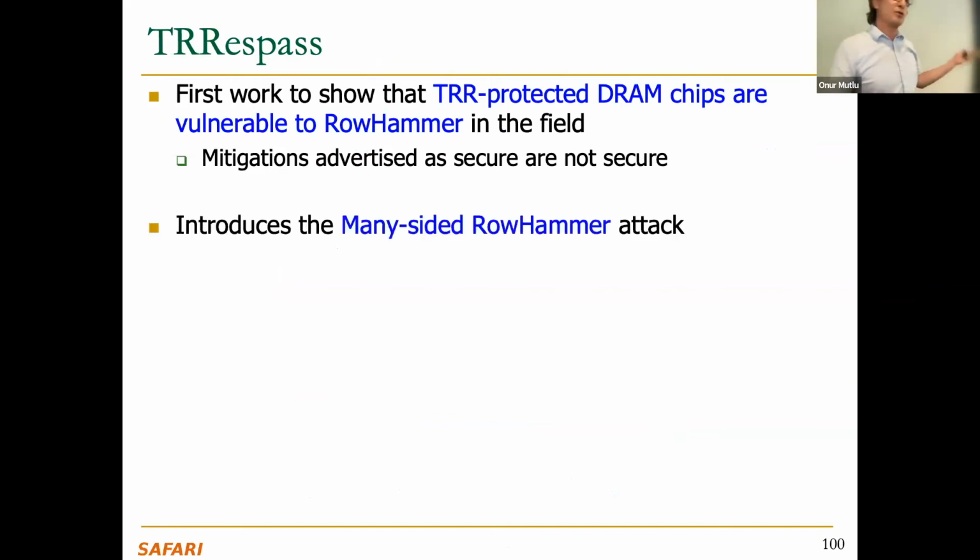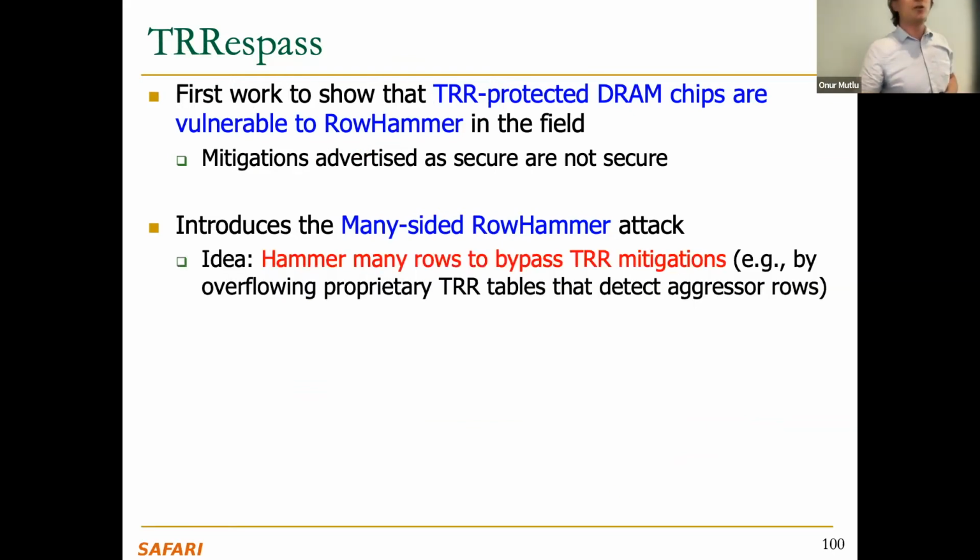And to be able to do that, we introduced a new type of attack. This is called many-sided RowHammer attack. Remember that without any solution, double-sided RowHammer should be one of the worst types of RowHammer attacks. But if there's a solution inside the DRAM chip that keeps track of how many times you activate a row and refreshes adjacent rows, that was our hypothesis, you can overflow those tables inside the DRAM chip that keep track of the rows by hammering many rows instead of just 1 or 2 rows. And we were able to do that. We were able to bypass those TRR mitigations by overflowing those tables internally.